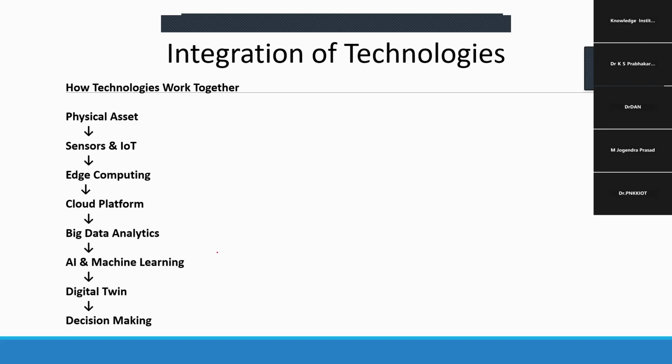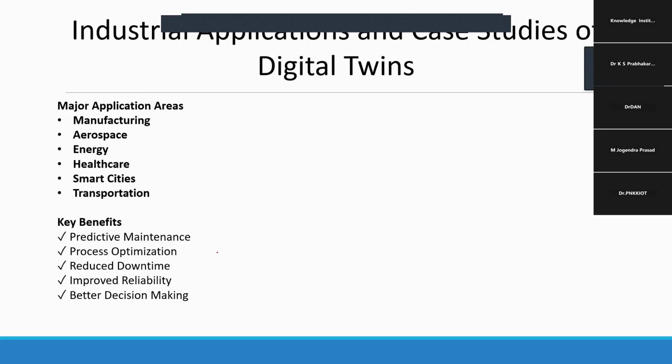Okay. So to summarize, what I can say is, these enabling technologies play a very important role, and together they can transform the physical asset into an intelligent or predictive system. So that's what I want to say.